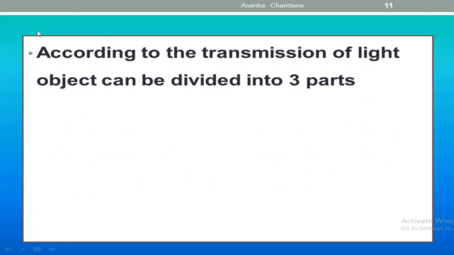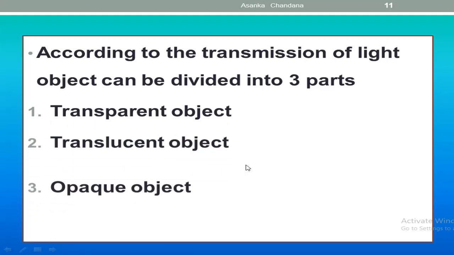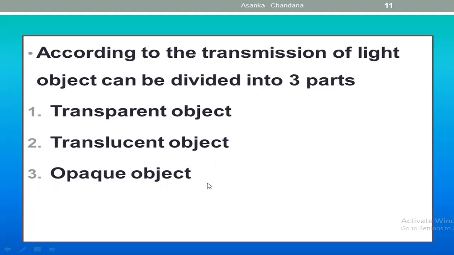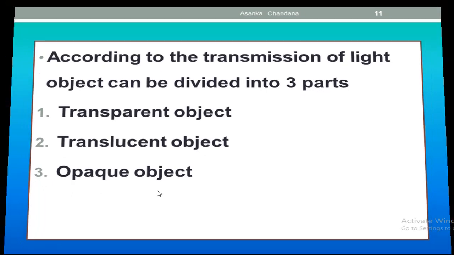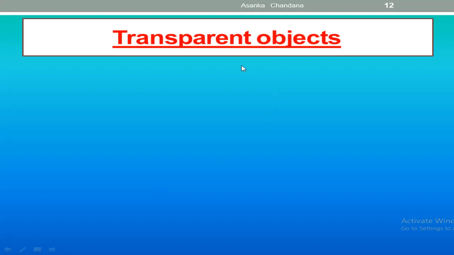According to the transmission of light, objects can be divided into three parts. One of them is transparent objects, another one is translucent objects, and the third one is opaque objects. Firstly we will learn about transparent objects.